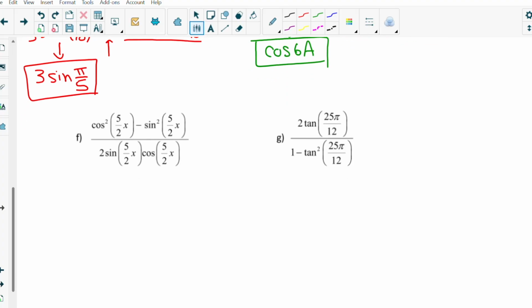Cosine squared of 5 halves x minus sine squared of 5 halves x divided by 2 sine of 5 halves x times cosine of 5 halves x. Well, this looks an awful lot like two separate identities here. This is the cosine double angle identity, and this looks like the sine double angle identity. Okay, so let me look at the numerator first. Numerator.